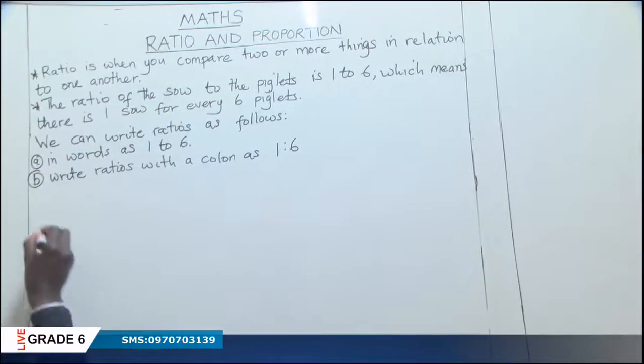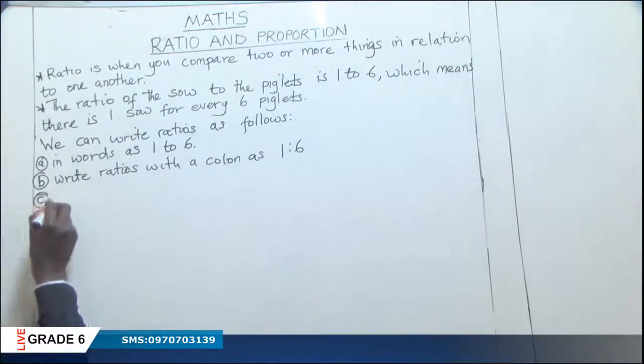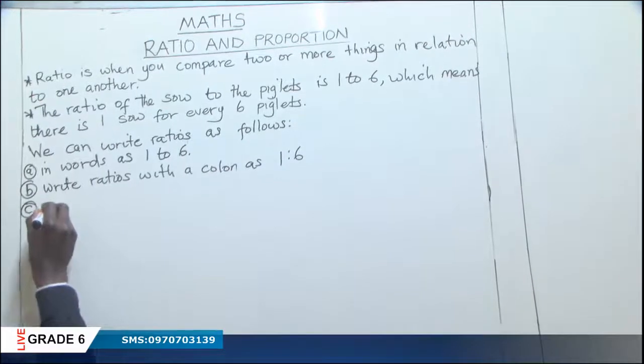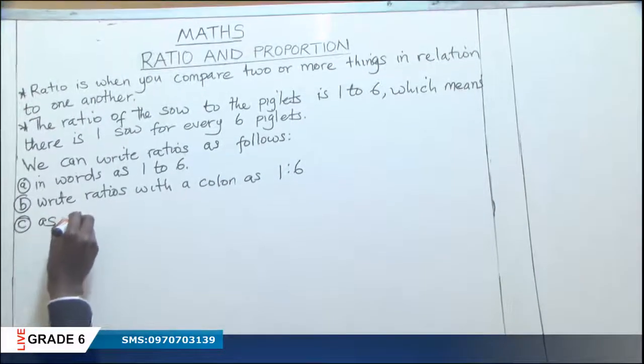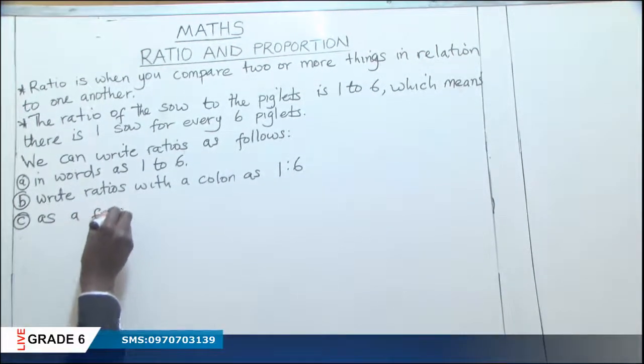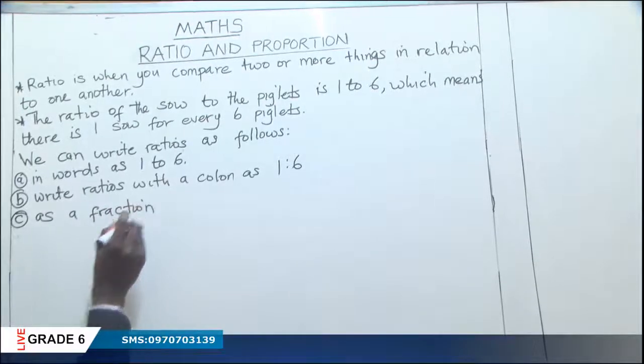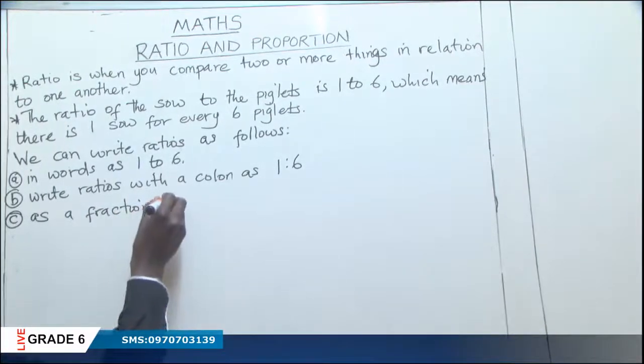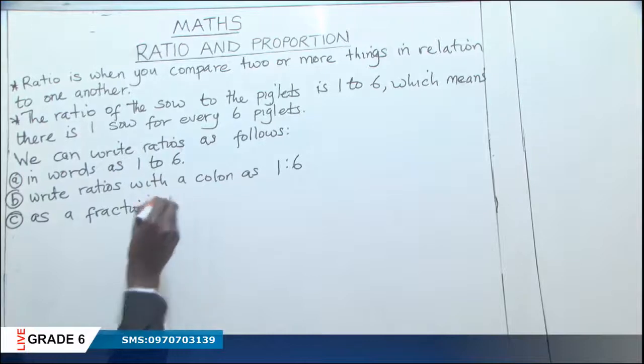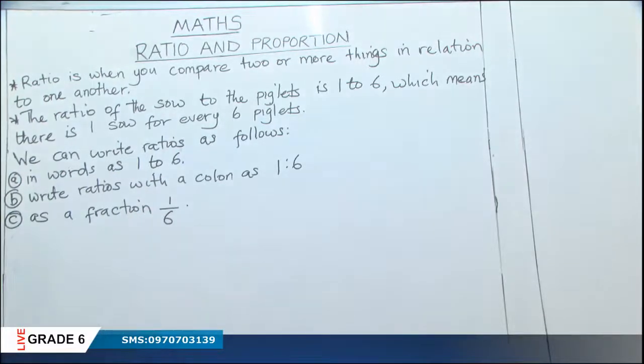We can also write ratios as fractions. We can write ratios as a fraction, which is 1 over 6.